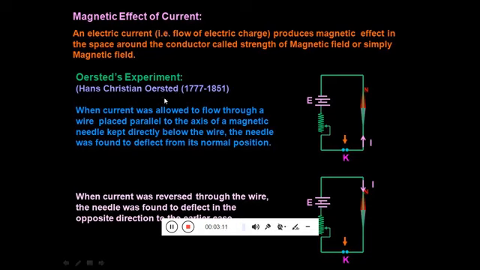Now this was the Ørsted experiment, when current was allowed to flow through a wire placed parallel to the axis of a magnetic needle kept directly below the wire. The needle was found to deflect from its normal position. When current was reversed through the wire, the needle was found to deflect in the opposite direction to the earlier case. So this was the experiment which was called Ørsted experiment, which proved that magnetic field can be produced by electric current.